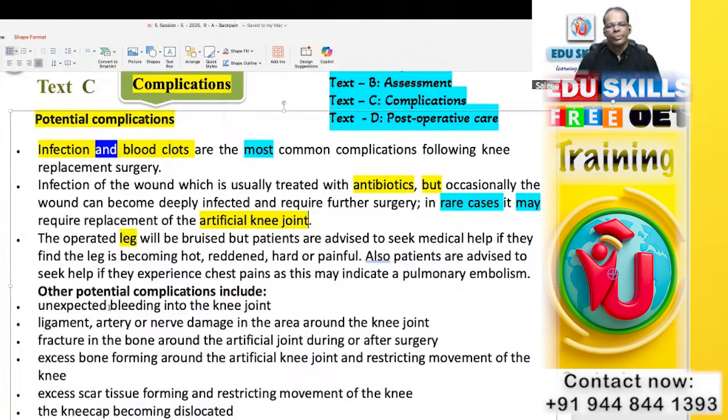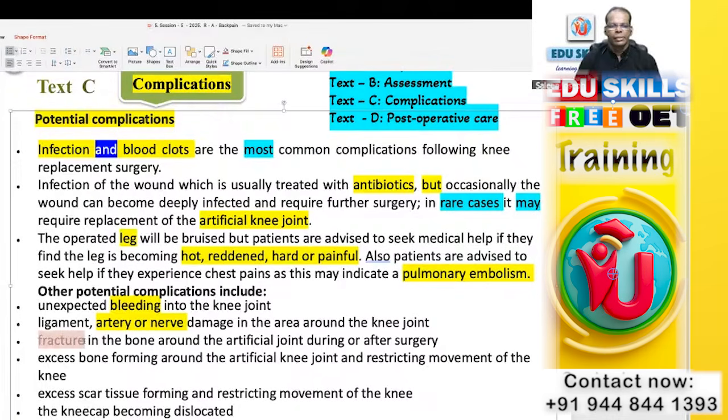What else? Bleeding, unexpected. Ligament, artery, or nerve. Knee joint. Fracture, that's another name of a disease. Hot, red, hard, chest pain. Hot, red, hard and painful is a symptom expression. I'll say a list of symptoms. List of symptoms. Then anything?